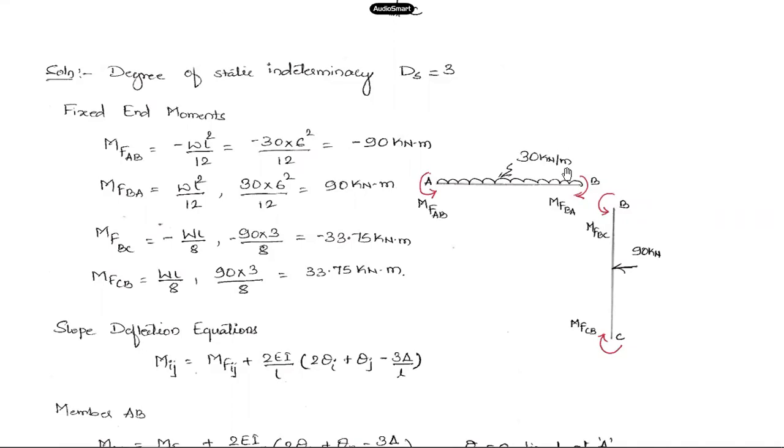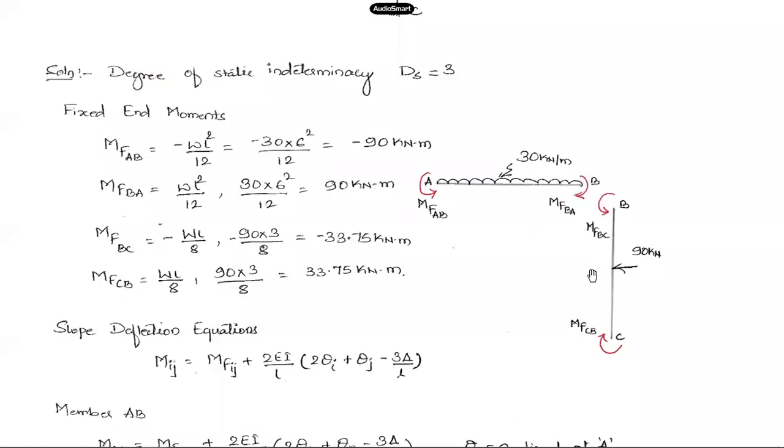Similarly, for end B of member AB, MFBA will be plus WL square by 12. So that will be 30 into 6 square by 12, which is 90 kilonewton meter. At end B, this is MFBA.